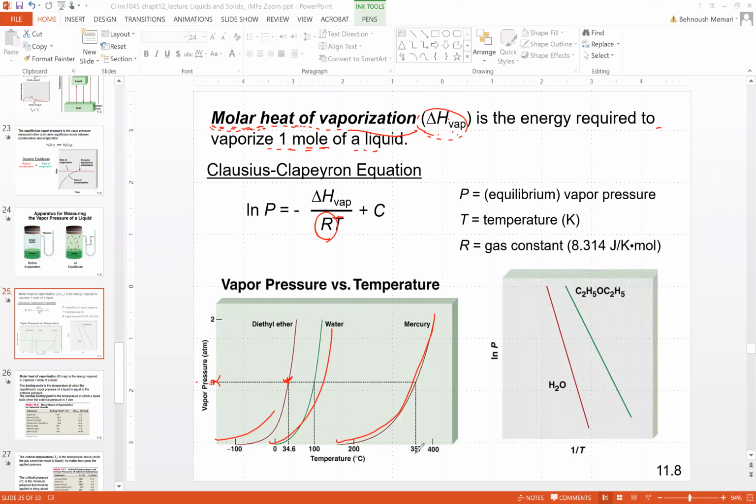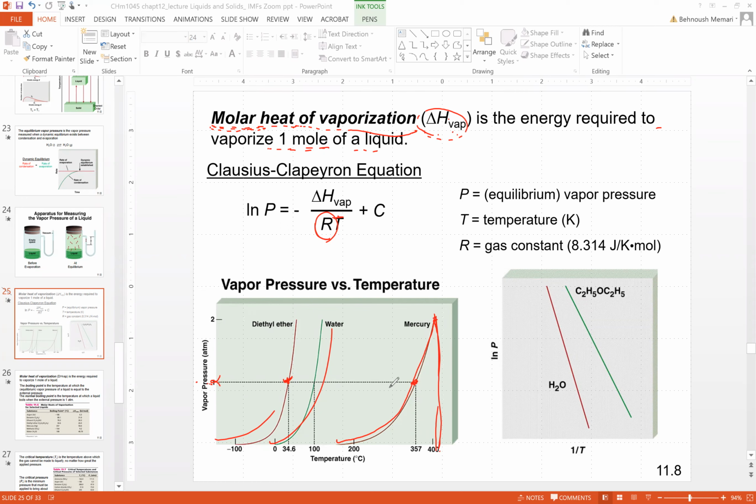And the mercury is going to boil at 357 degrees Celsius at 1 atm. Now, if you increase the pressure, what's going to happen if you increase the atmospheric pressure to 2 atm is the mercury is not going to boil until over 400. It's going to boil at the higher temperature.